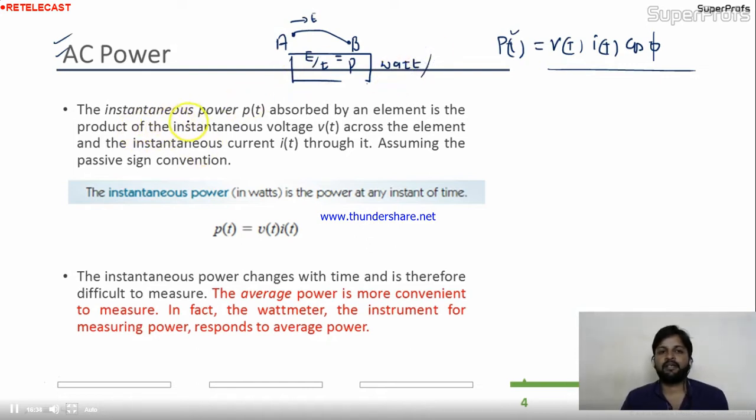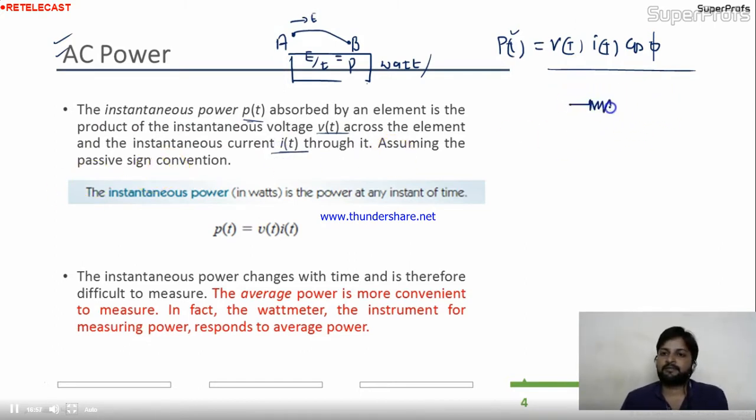But come here to the AC powers. In AC power, the first term is the instantaneous power, denoted by p(t). So what is the instantaneous power? The instantaneous power p(t) absorbed by an element is the product of the instantaneous voltage v(t) across the element and the instantaneous current i(t) through it. Assume the passive sign convention.